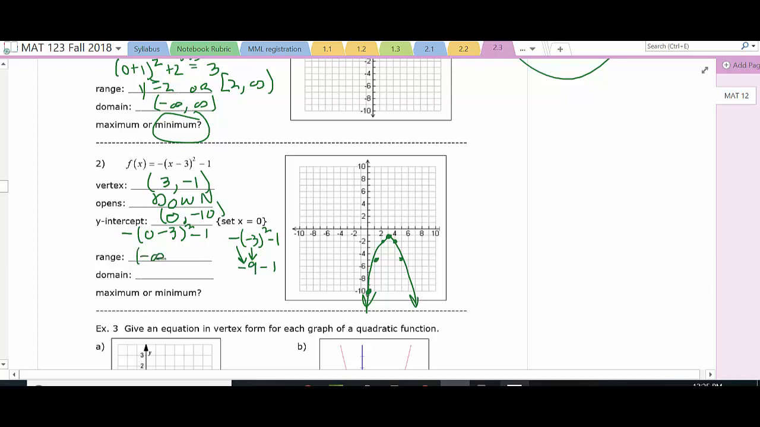Okay, negative infinity to -1. The lowest y value is -1. Okay, or you could say y is less than or equal to -1. Domain is always the same, and this one would be a maximum since it hits a high point. Okay, so I just kind of gave you one of each.